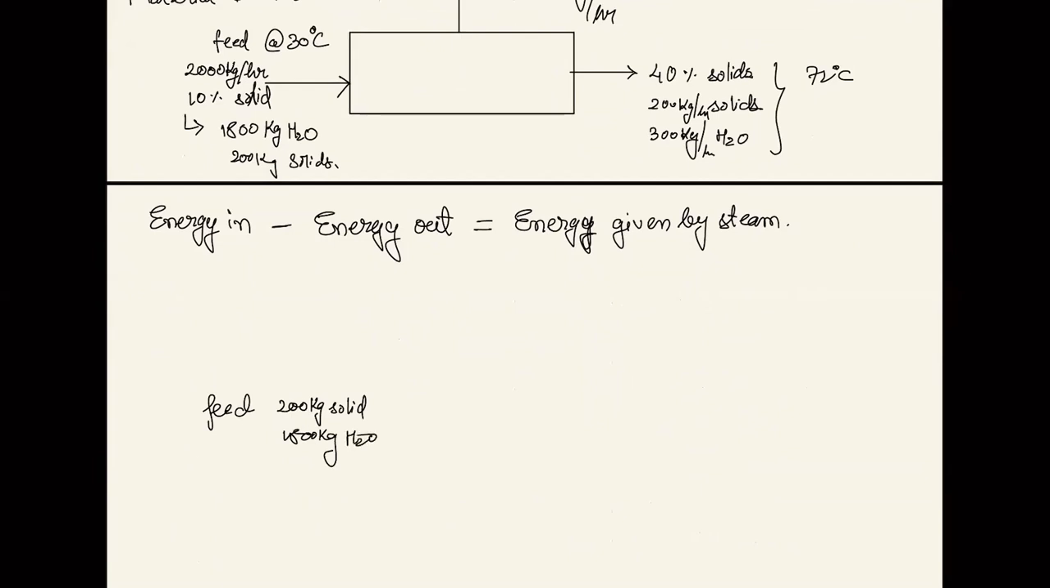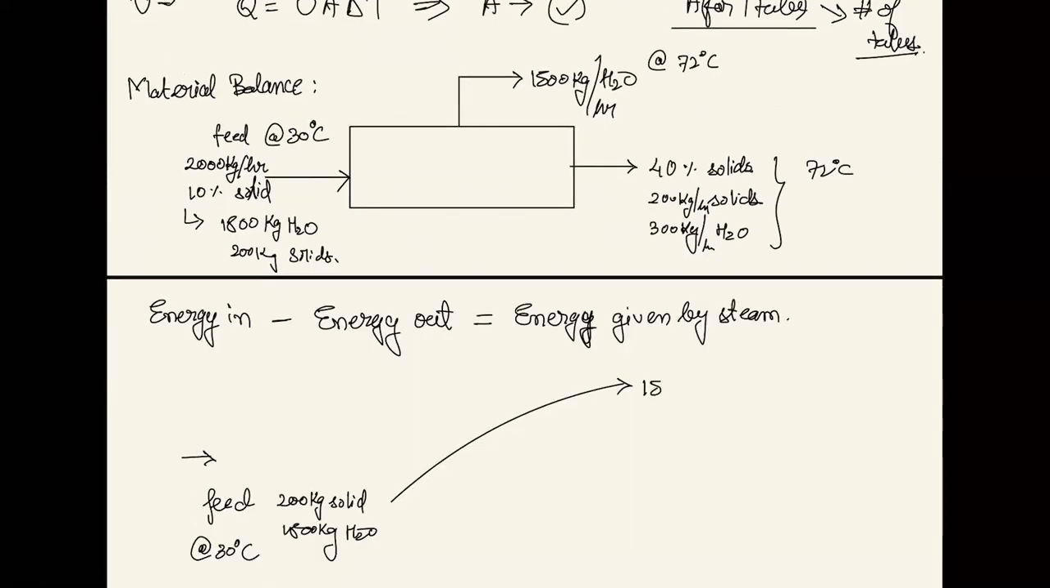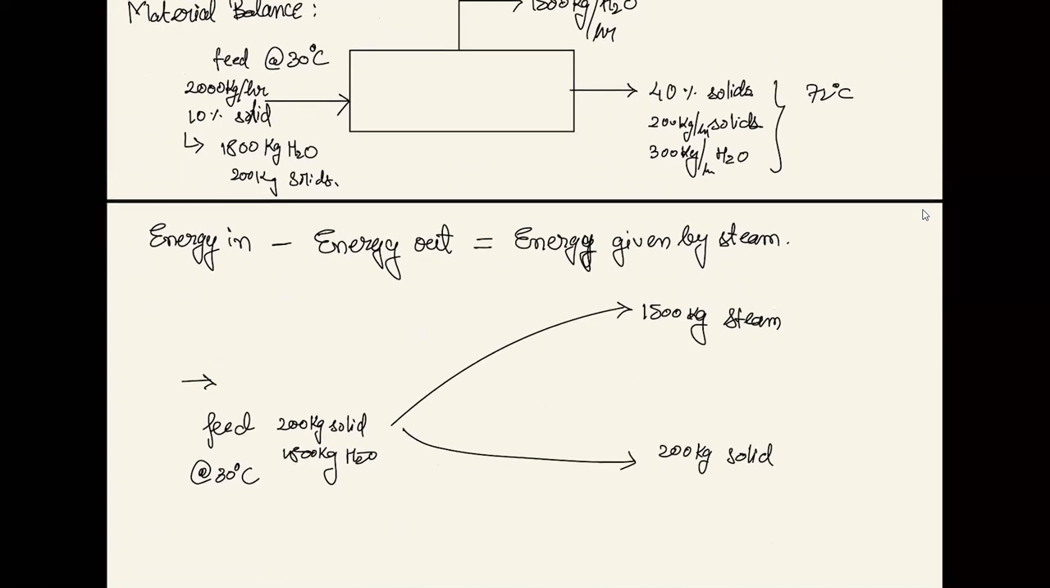water. This particular stream is at 30 degrees Celsius, of which in the outlet, so this is in, okay, this is in, of which 1500 kg, okay guys, is going into steam, and 200 is going here, and with it 300 is going here. Alright, यहाँ तक सब कुछ क्लियर है?